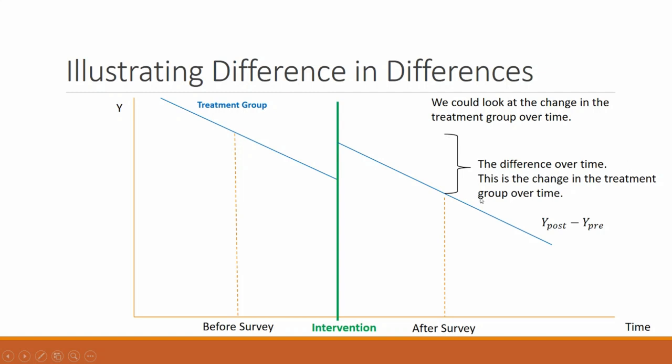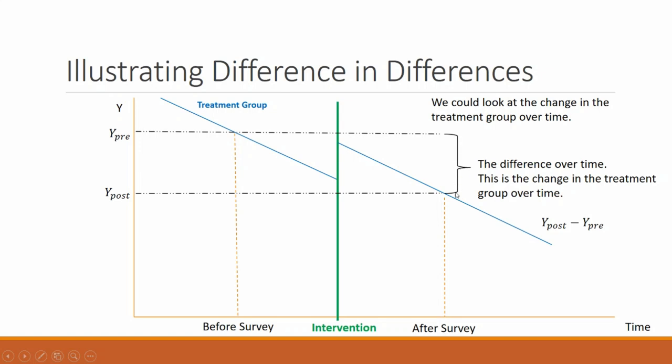This is the change in the treatment group over time. It's the difference between the outcome variable for the treatment group after the intervention and the outcome variable for the treatment group before the intervention. So we can do the post minus the pre. Now, just by looking at this, we can see a major problem. If I'm only doing a pre and post, if I'm only doing the second difference, the difference before and after, perhaps you can see it. If I took the difference between the outcome variable after the intervention and the outcome variable before the intervention, so y post minus y pre, I would get this difference that we see here in this bracket.